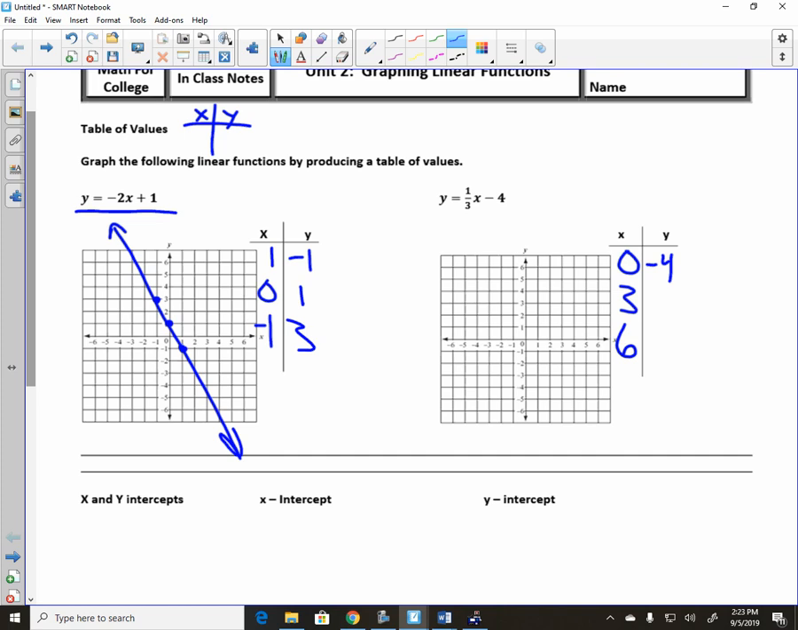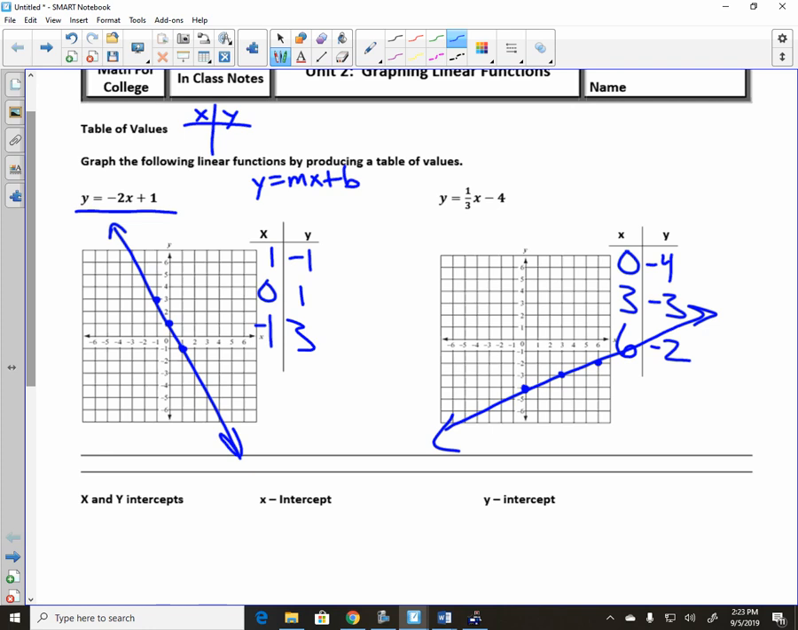What's 1/3 of 3? 1. Minus 4 is negative 3. 1/3 of 6 is 2. Minus 4 is negative 2. I can take these points and plot them like so. I see that some of you recognize that these are also what we call slope-intercept form. That's what we're going to be looking at right on the next page so that we're all clear.